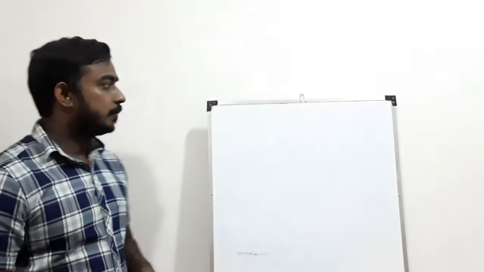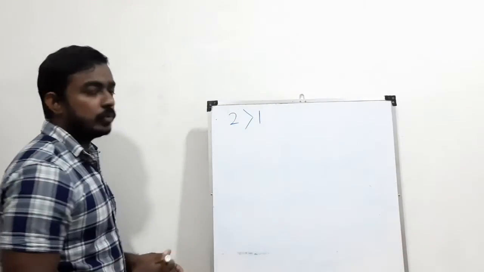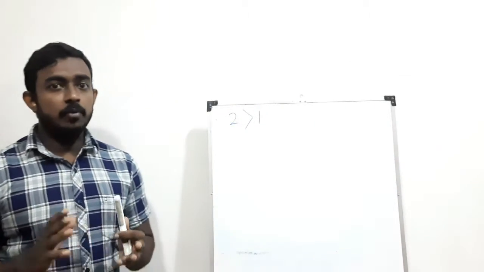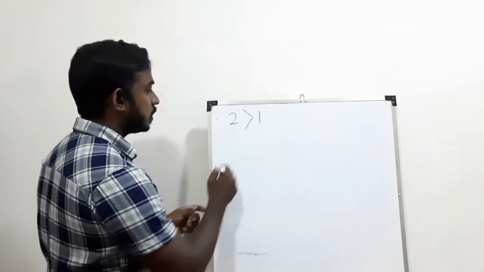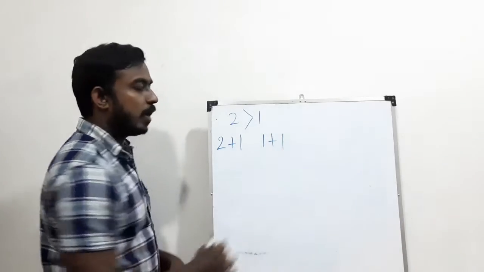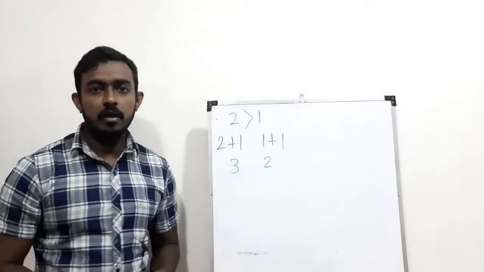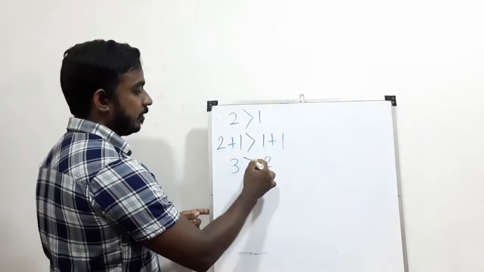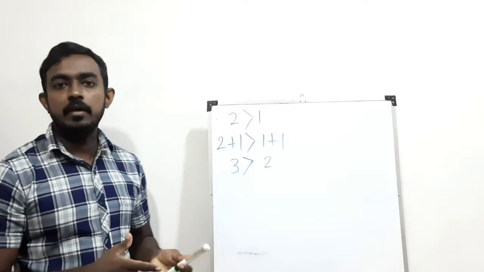Okay, let us see. You know that 2 is greater than 1. Now look at this carefully. I'm going to prove something. If I add a positive integer to both sides, what would happen? Then it will be 3 and 2. Does the inequality mark change? No. Therefore, we can say that the inequality mark does not change when we add a positive integer.